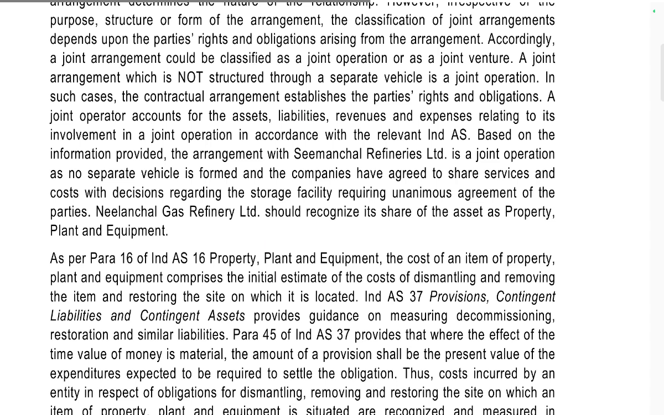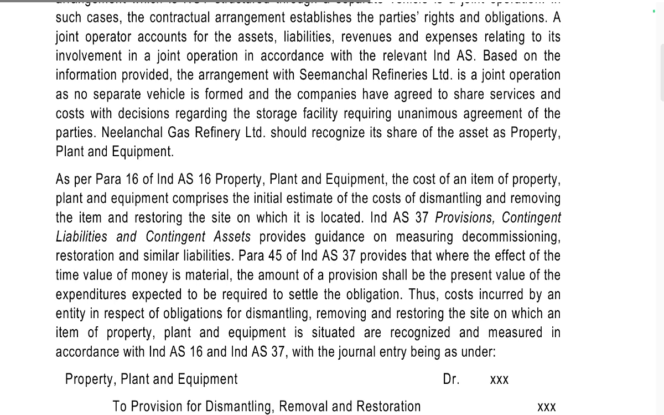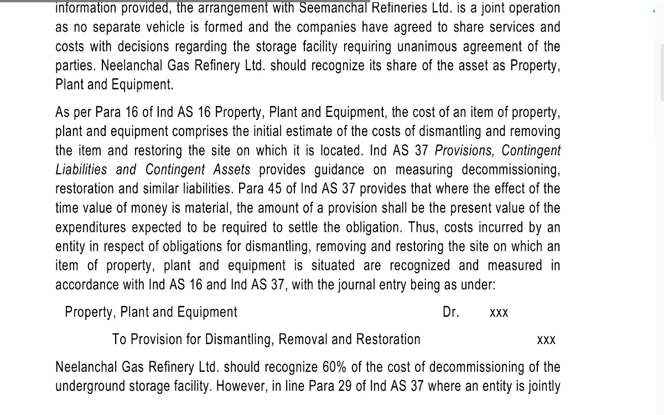The parties, Neelachal Gas Refineries and Seamanchal, should recognize their share of the assets in property, plant and equipment. As per para 16 of Ind AS 16, the cost of an item of property, plant and equipment comprises the initial estimated cost of dismantling, removing the item and restoring the site on which it is located. Ind AS 37, Provisions, Contingent Liabilities and Contingent Assets, provides guidance for measuring decommissioning and restoration liabilities.